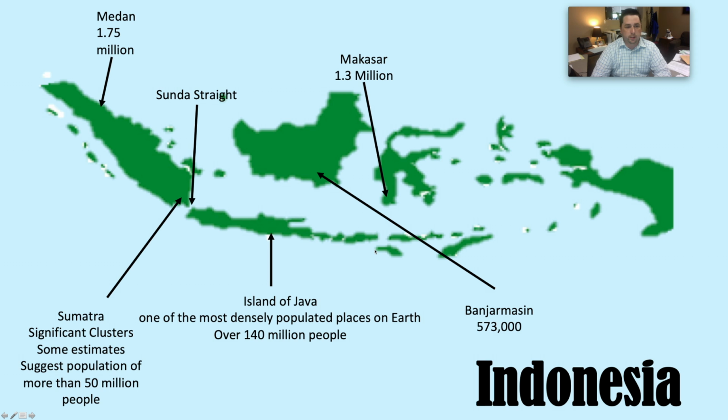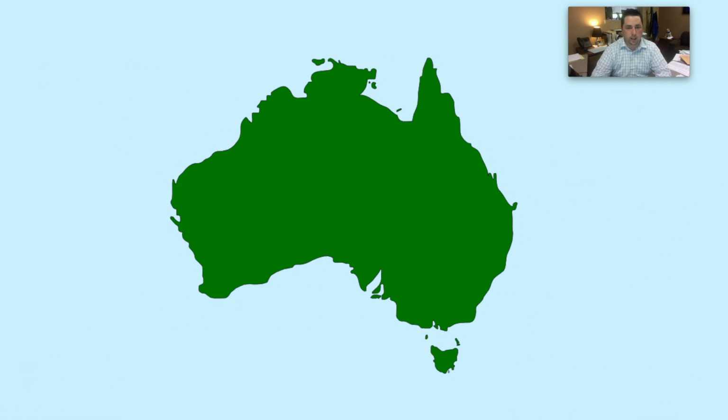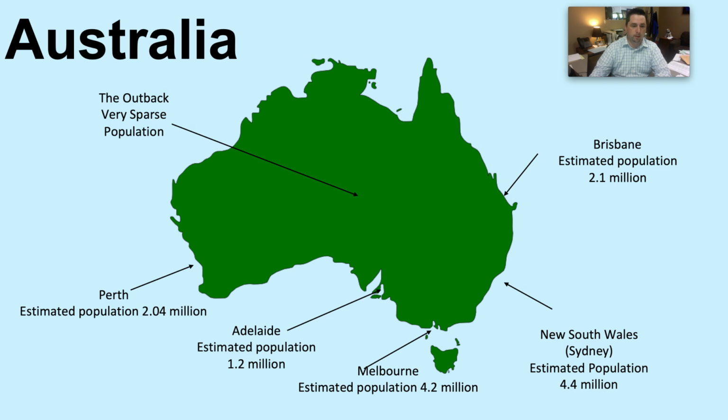Take a look at some of the population distribution in Indonesia. You can see that it's very spread out throughout the island of Java here in the southern part, one of the most densely populated places on Earth. Take a look at Australia, and you can see that most of the population is along the perimeter of the continent, but most of the continent there is known as the outback, a very sparse population of Australia there.